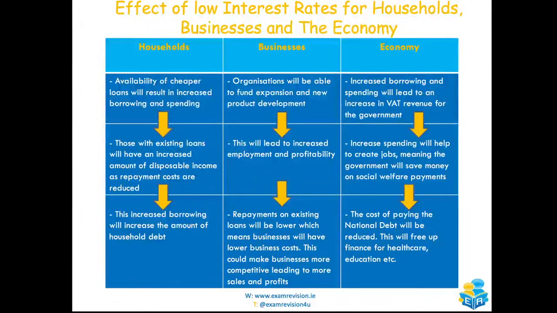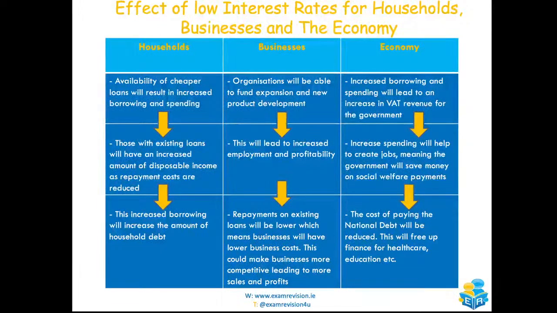So looking at businesses then, if interest rates are low, businesses will be able to fund expansion and new product development. They'll be able to get loans from the bank also for cheaper, and that could encourage them to do it. Therefore, if you can fund expansion and new product development, that can lead to increased employment and profitability, because you're going to need to take on employees to work on those new projects. And if the project is successful, that means that you could increase your profit, so businesses could benefit also.